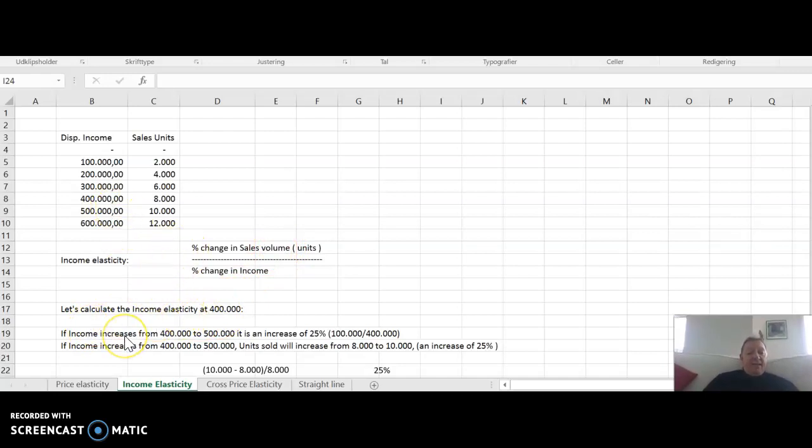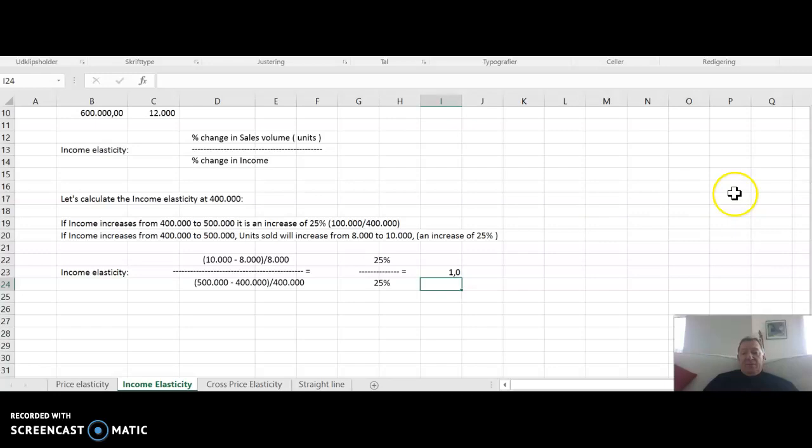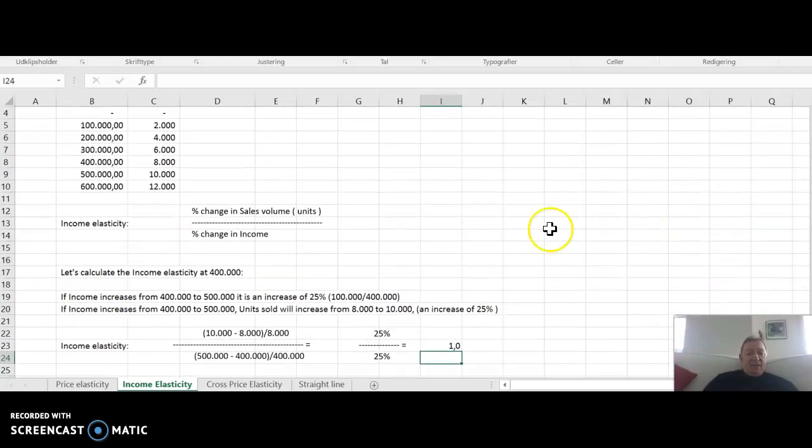In this case, if we increase income from 400 to 500, we will have an increase in units from 8 to 10,000 units. And then we can calculate here the income elasticity. It is an increase from 400 to 500,000. It's 100 divided by the 400,000. It's an increase of 25%.